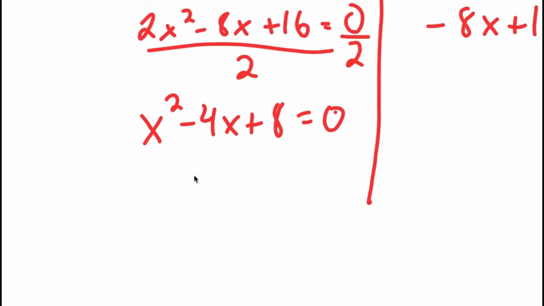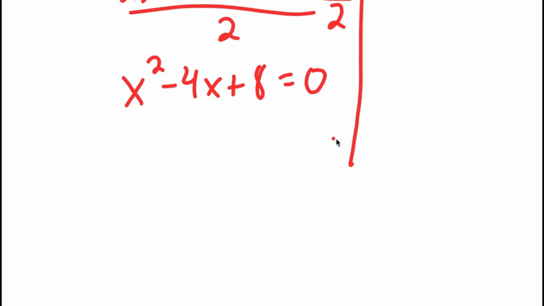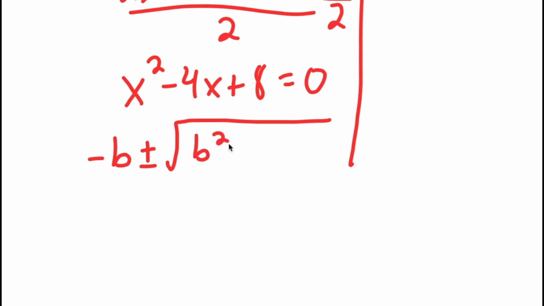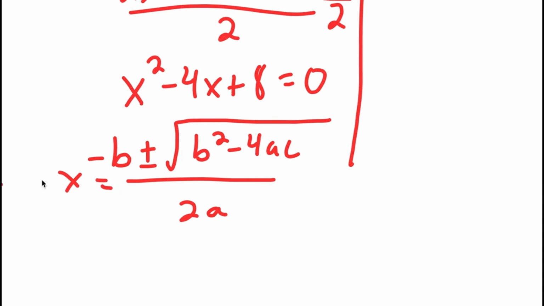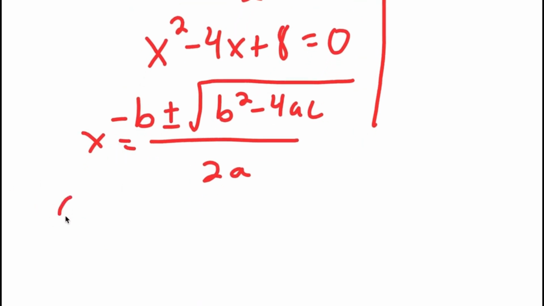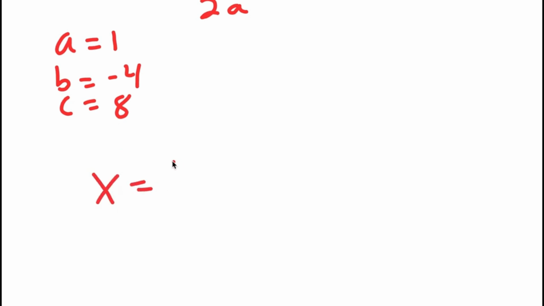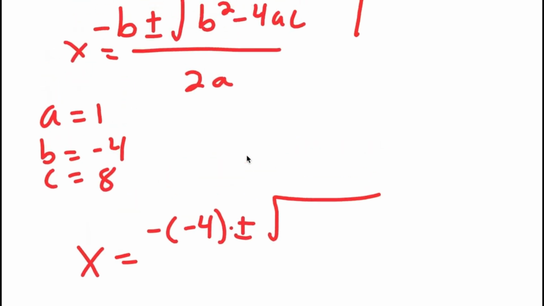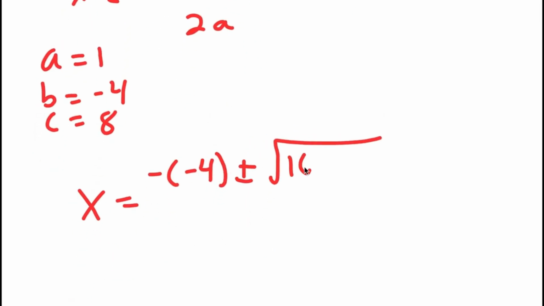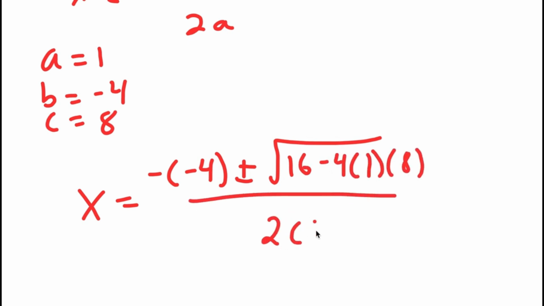And now I can use the quadratic formula to solve this, since it's a quadratic equation. So the quadratic formula is negative b plus or minus the square root of b squared minus 4ac all over 2a. So in this case, a is 1, b is negative 4, and c is 8. So I get x is equal to negative of negative 4 plus or minus the square root of b squared, which is negative 4 squared, which is 16, minus 4 times a, which is 1, times c, which is 8. And I have this all over 2a, so 2 times 1.